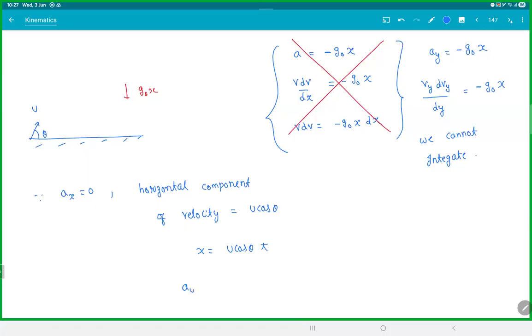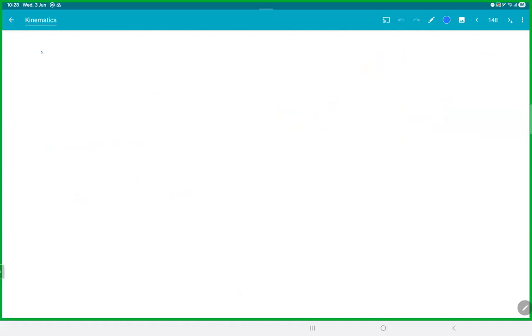If you got the x coordinate, then you can write a_y is equal to minus g naught x, which can be written as minus g naught u cos theta t. There, now I converted this into time, because I don't know how to integrate if x is sitting there. But if you can write this in time, suddenly my life becomes pretty easy. So a_y is equal to minus g naught u cos theta t. This is nothing but dVy by dt, double integration. dVy equals minus g naught u cos theta, integral t dt.